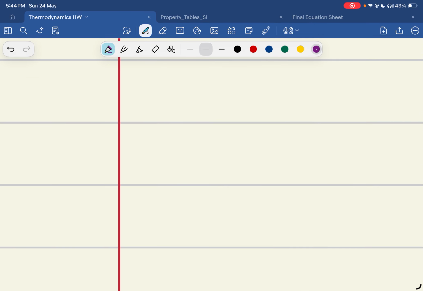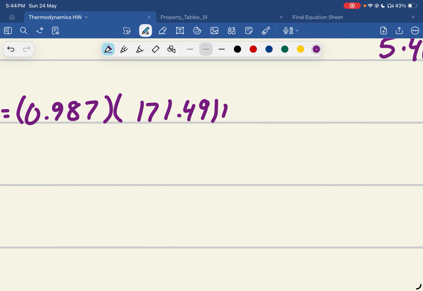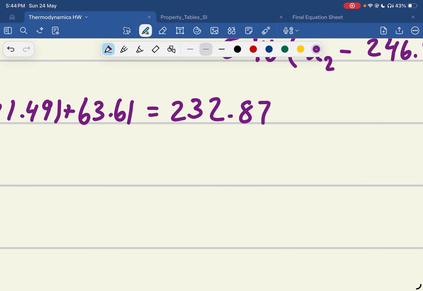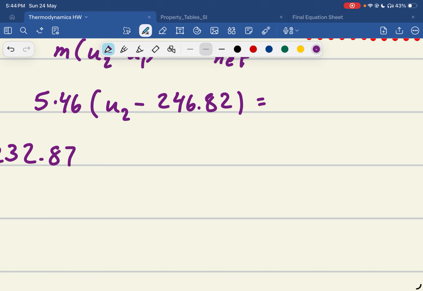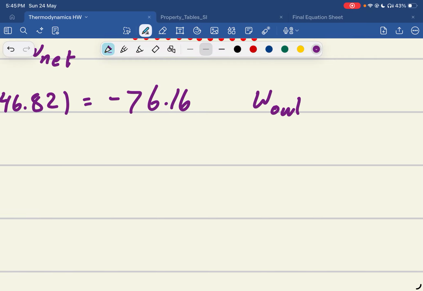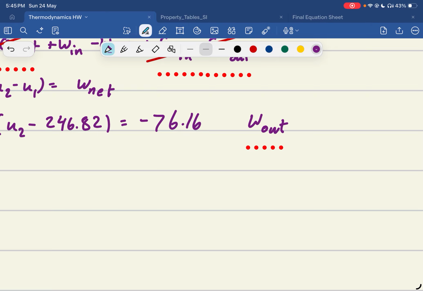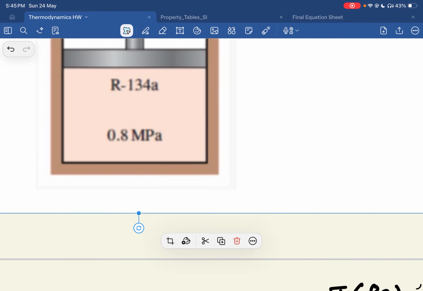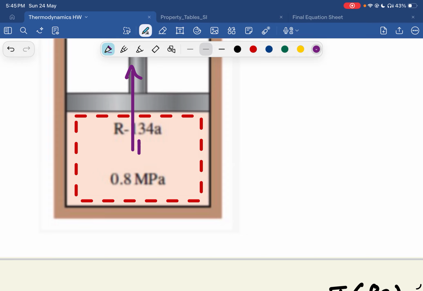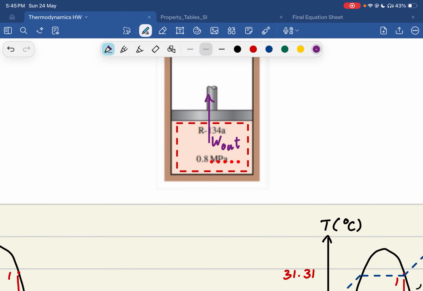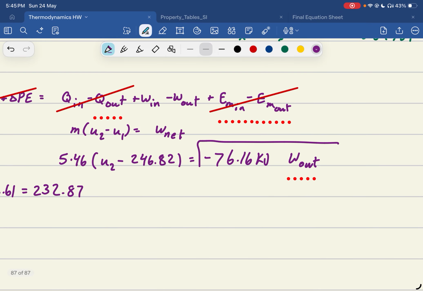Let's just write it down: 171.49 plus 63.61 equals 232.87. And that would give us negative 76.16. So it's negative, so it's work out. It's going out of the system, and this is in kilojoules. So going back here, we draw work out. And yeah, this should be your final answer.